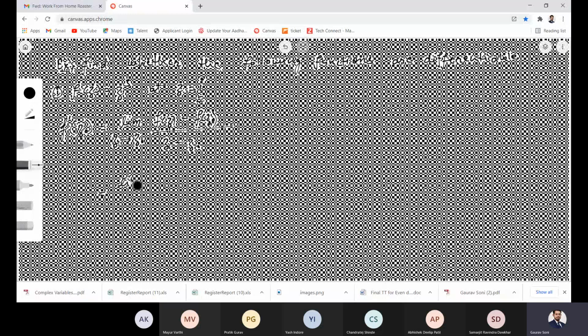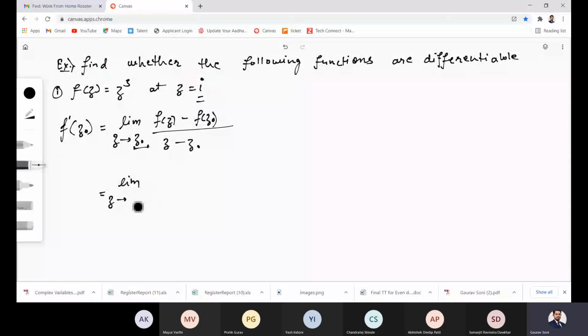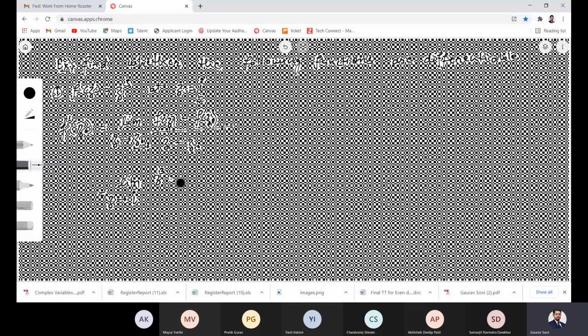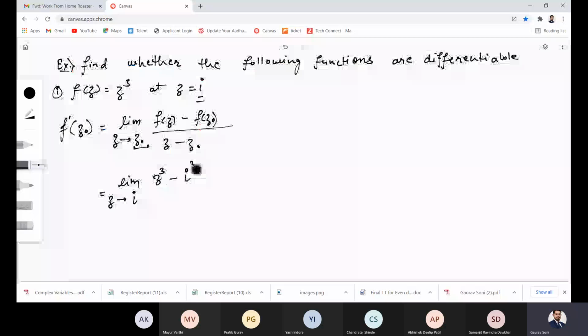So this is limit z tends to, what is our z naught? At what point are you checking the derivative? At i. z tends to i. What is your f of z? f of z is z cube minus f of z naught, which is i raised to 3, upon z minus i. So now what I can see, limit z tends to i, you directly put i in place of z. Of course, mathematically speaking, that shouldn't be the case, as the value of z is approaching i.